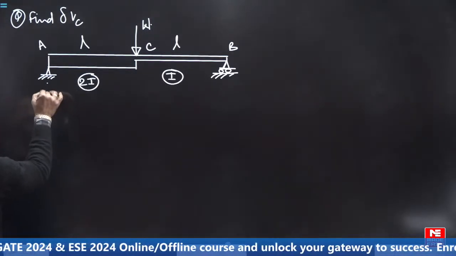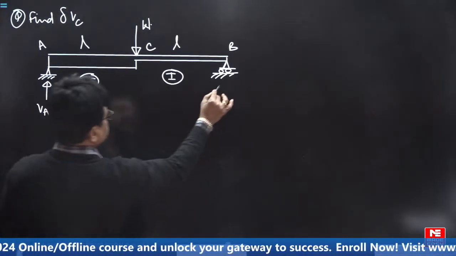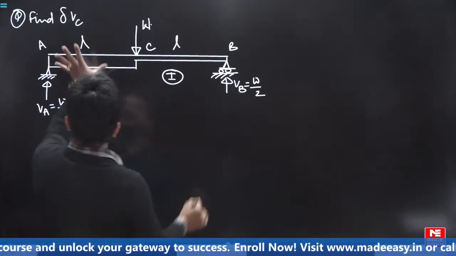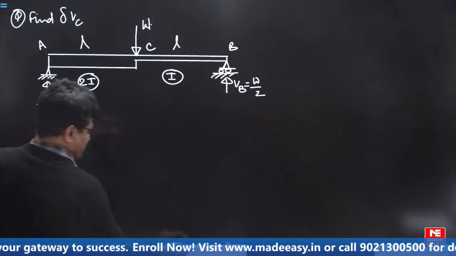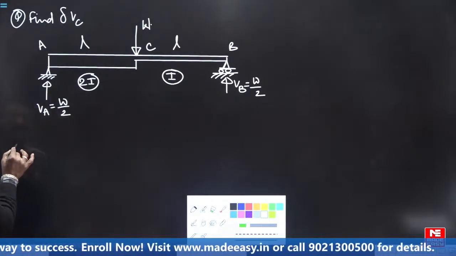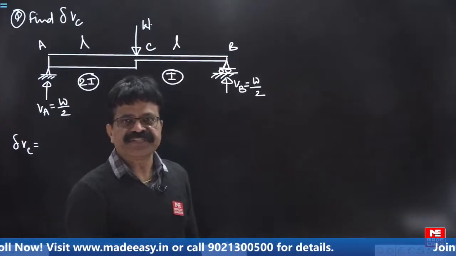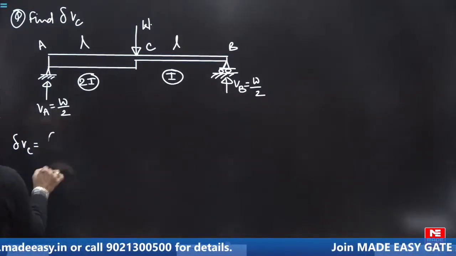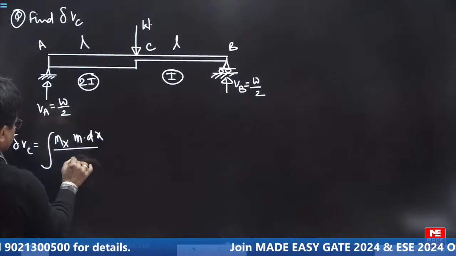So we have the reactions. VA is W by 2. VB is also W by 2. Two segments are there, AC and CB. Now if you want to find the vertical displacement of C, we will use the unit load method or Castigliano's theorem, both mean the same. This is the formula, integral of M m dx by EI.